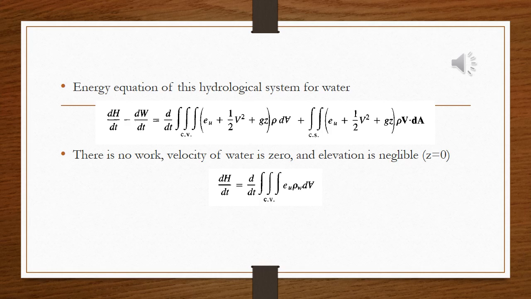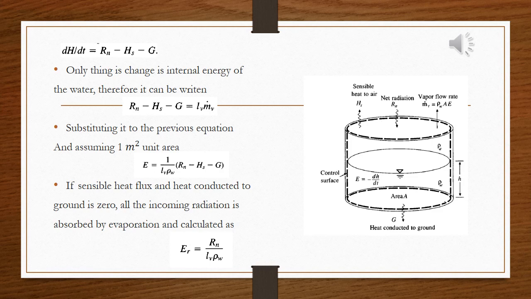The only thing we have here is dH over dt, because on the control surface there is no velocity, so that term is gone. So dH over dt is equal to d over dt, volume integral of the internal energy multiplied by density of water and the infinitesimal volume element. As we previously depicted, dH over dt, which is the change of energy, is the net radiation going into this water pan minus the sensible heat to air and minus heat conducted to the ground. So this is the balance of energy. The only thing that changes is the internal energy of the water.